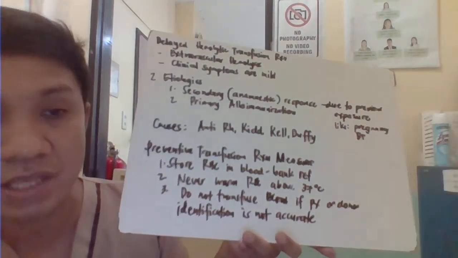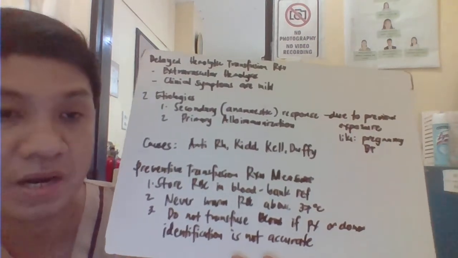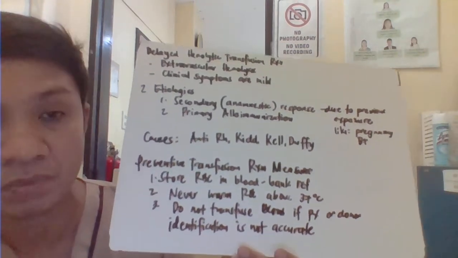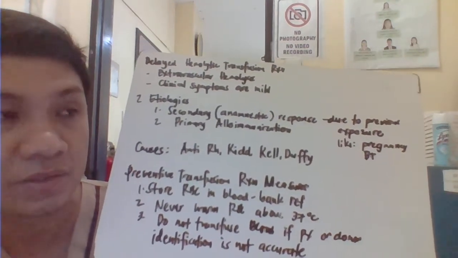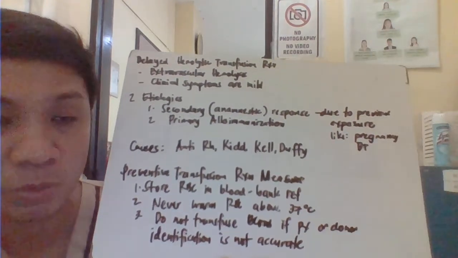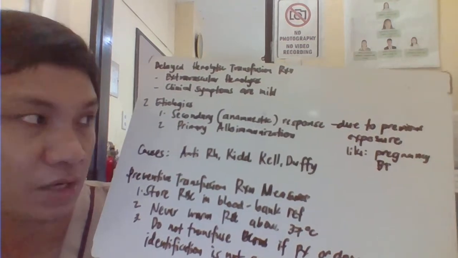Okay, now we have here your delayed hemolytic transfusion reaction. Again, delayed hemolytic transfusion reaction involves the reaction occurring more than 24 hours with RBC destruction. The RBC destruction, however, is only extravascular, or not within your blood vessel. And it would appear to be milder compared with our immediate hemolytic transfusion reaction.